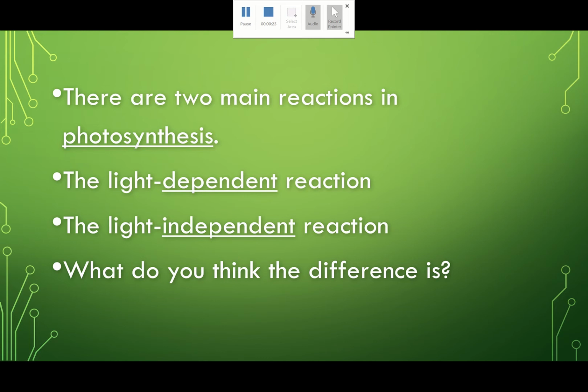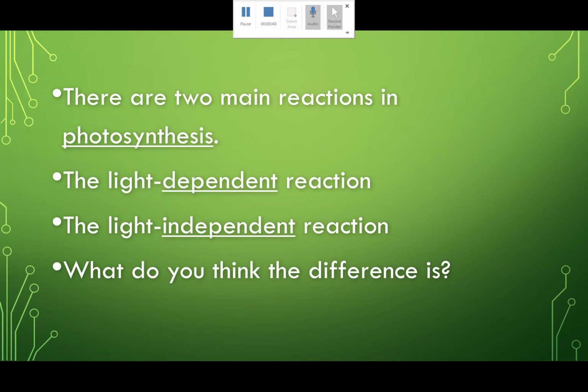So part 1 should have been, I wouldn't say totally from your last time you learned about photosynthesis from middle school, but it should be partially. But this second set here with the steps, this is probably new for you. So there are 2 main reactions in photosynthesis that we're going to look at. There's the light-dependent reaction and the light-independent reaction.